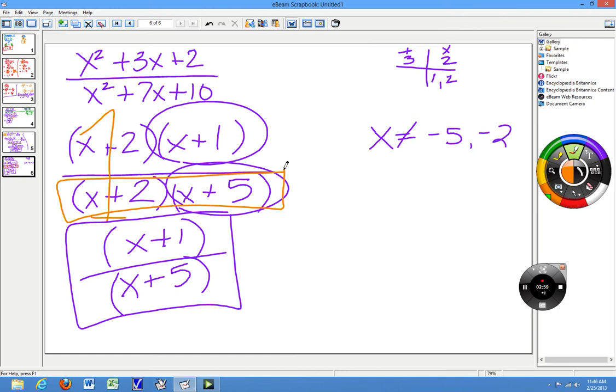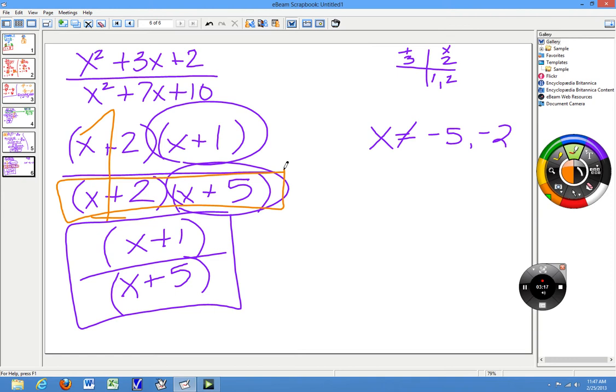Okay, Brianna. How would it be x plus 2, or -2? Because if you plug in for x, then you would get -2 plus 2 is 0. And 0 times anything is 0, which makes it undefined, right?